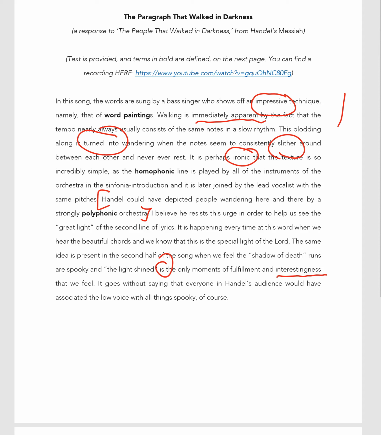Interesting is not a very compelling word to use. It doesn't tell us much of anything. I would avoid it in your writing. Unique is another one. Unique and interesting, neither of these really tell us anything.